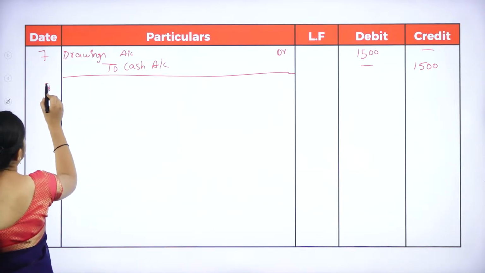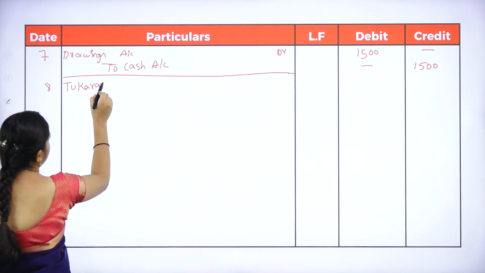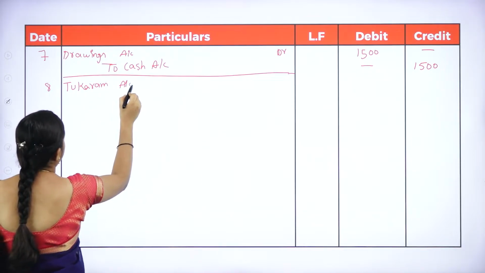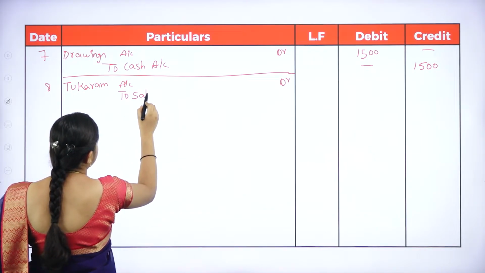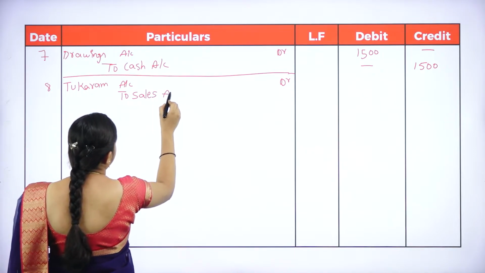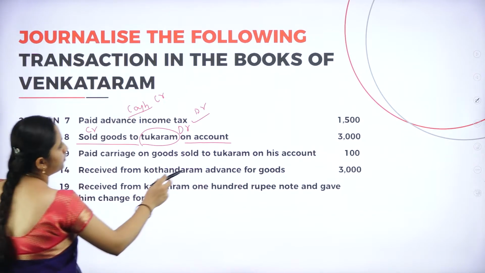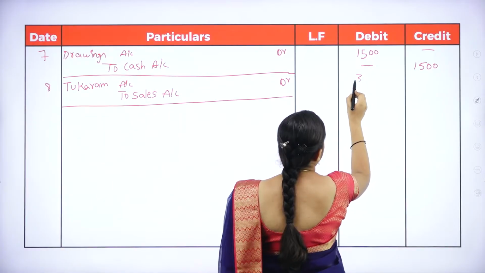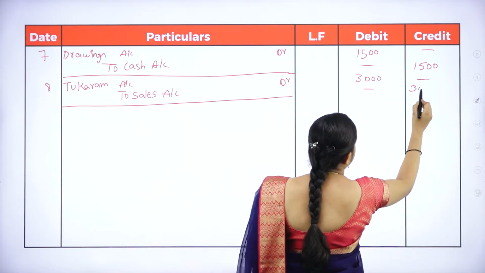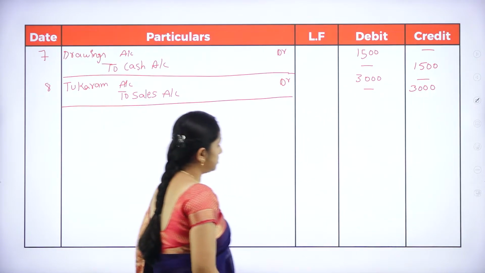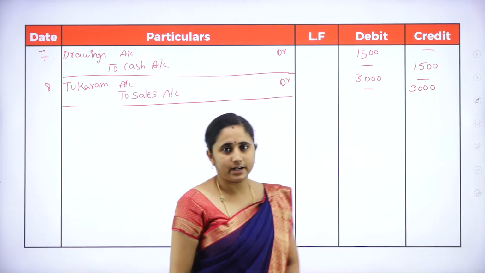On 8th, Tukaram account debit to sales account. How much? Of rupees 3000. You'll write goods sold to Tukaram on credit.